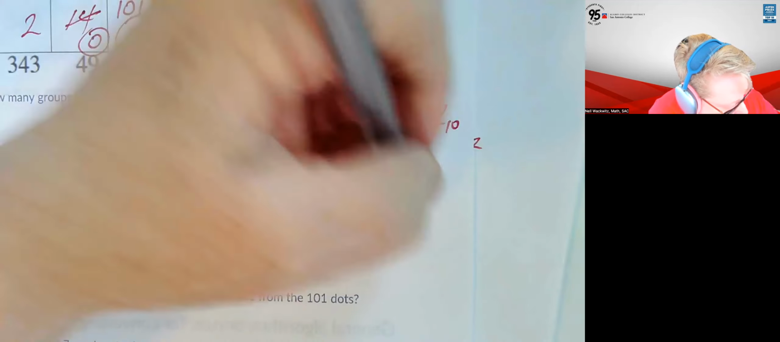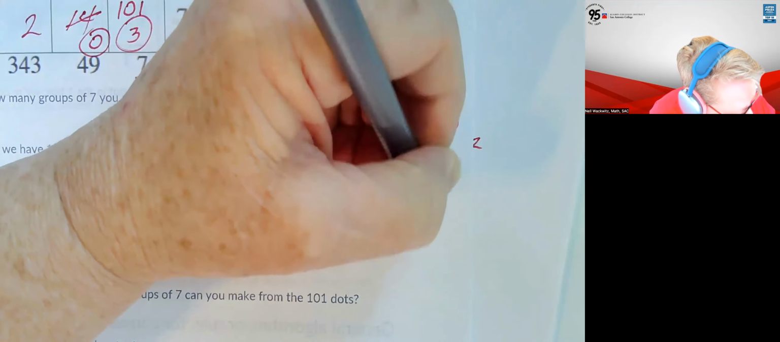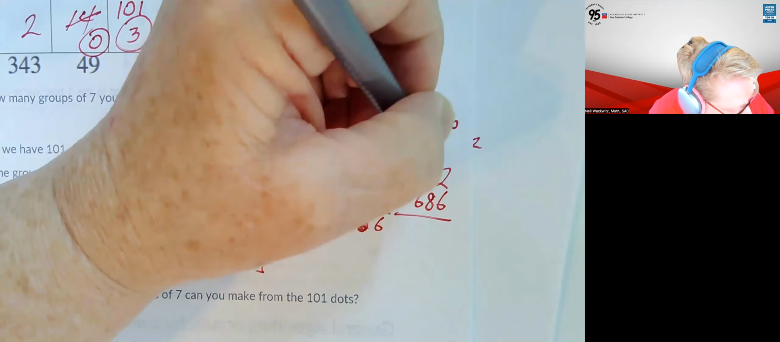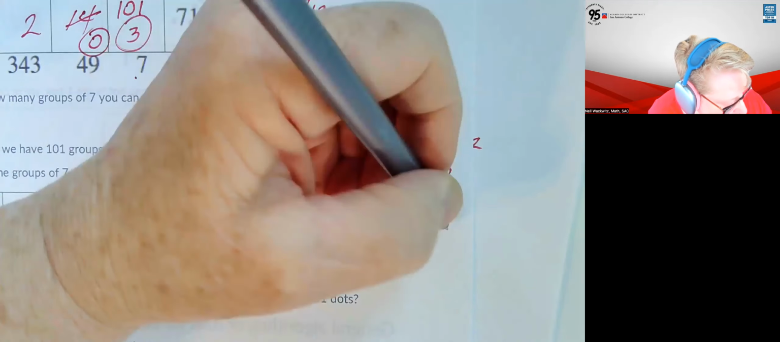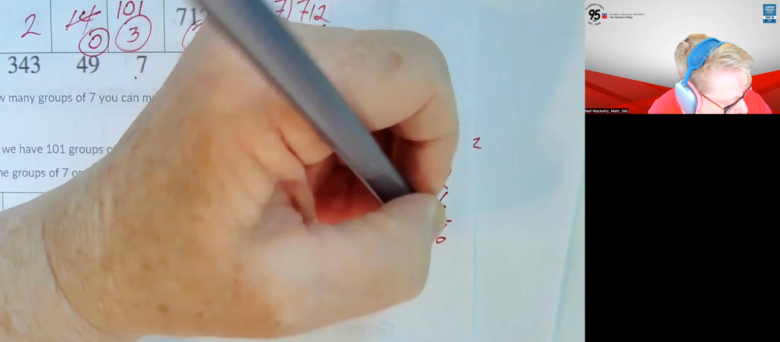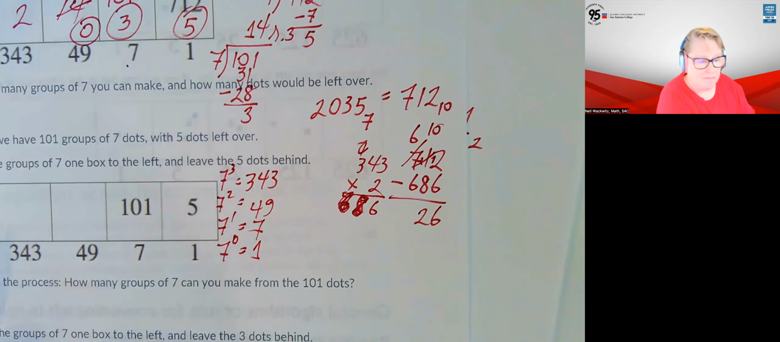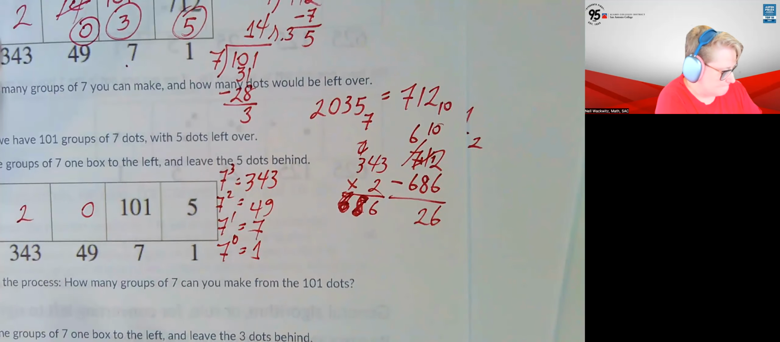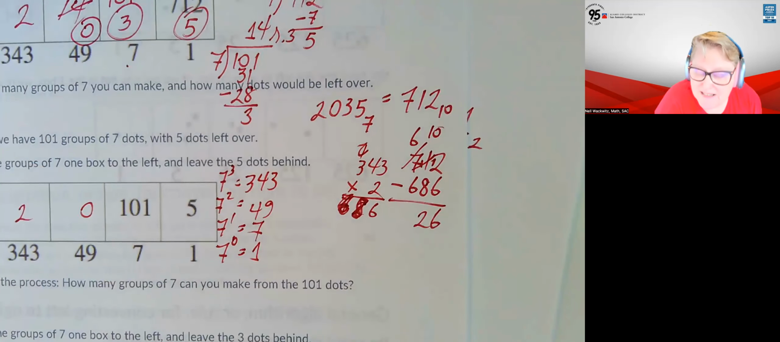So this is not beautiful, but 712 minus 686. 12 minus 6 is 6. 10 minus 8 is 2. So we're skipping the 49's place entirely. We have 0 49's. Let's see how many 7s will fit into 26. Well, 7 to the 1st power is 7. 1 times 7 is 7.